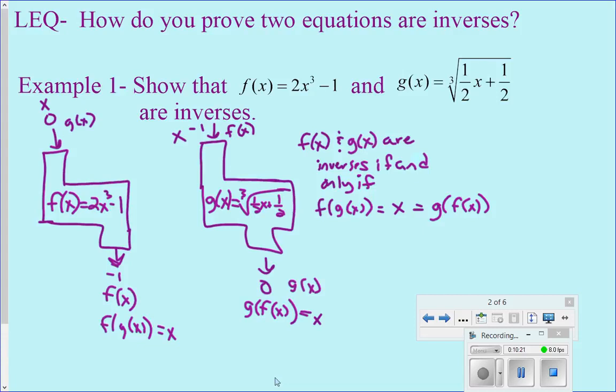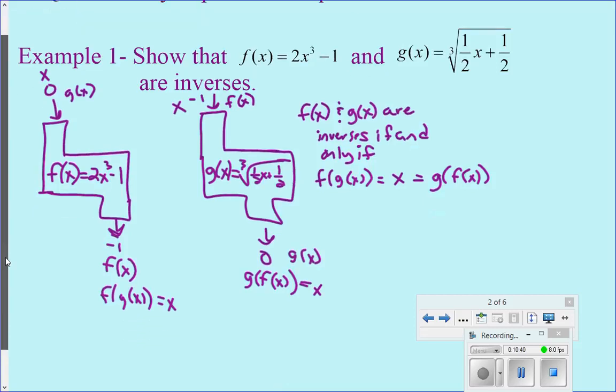Here, we're going to use it the reverse way because we're trying to prove that these are inverses. So what we're going to do is find f of g of x, and find g of f of x. We're going to show that they both equal x. And when we show that they both equal x, we will have proven that f of x and g of x are inverses. So that's our plan of attack.